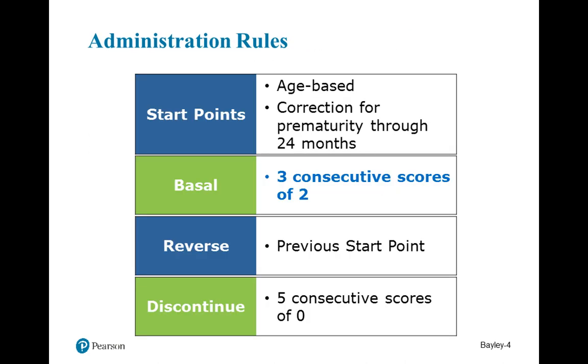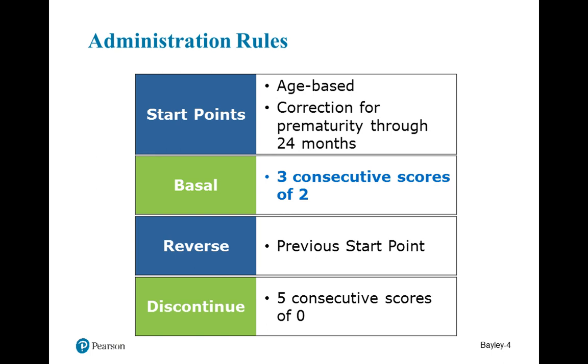So administration rules, there are still start points. They're age-based. Corrected for prematurity through 24 months. So that's 24 months, if I believe I have this correctly. My colleagues on the phone will help me with this if I'm wrong, but that's through 24 months, 30 days. At 25 months, then that's where that's off.